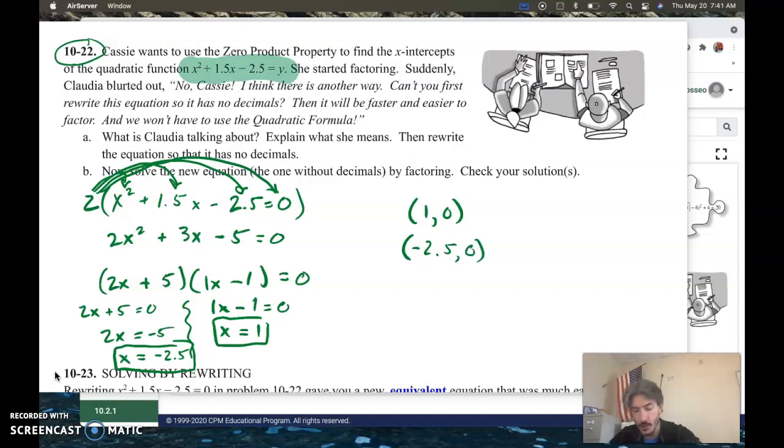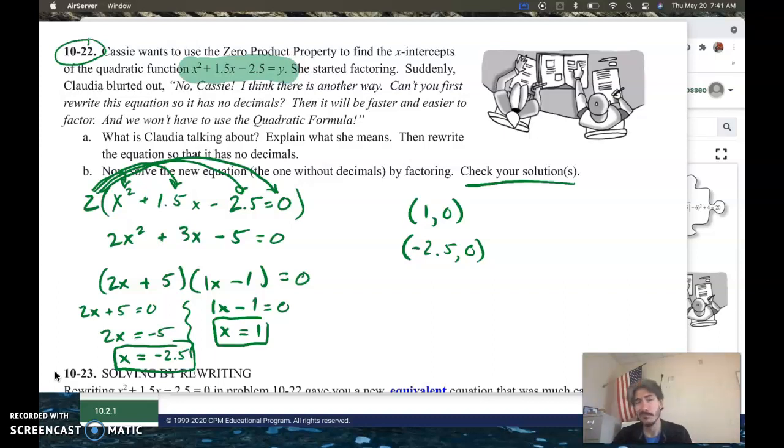And we could, of course, check our solutions, remember, by doing some graphing. That would be a very good method here. Go to desmos.com. I would enter this function in its original form. I would verify that my x-intercepts are (1, 0) and (negative 2.5, 0). And you could go ahead and verify that.